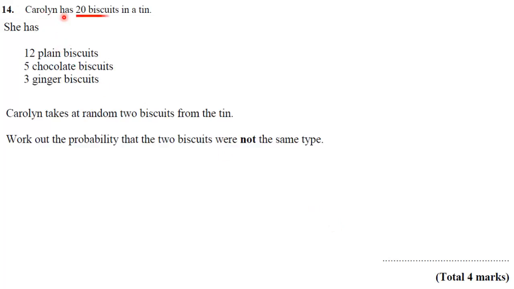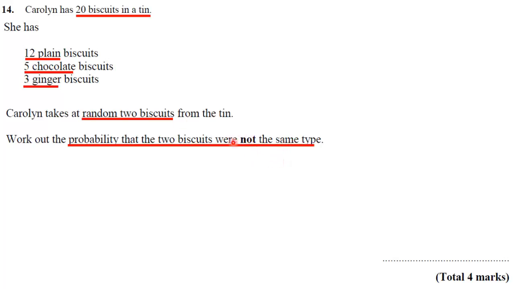This question says, Caroline has 20 biscuits in a tin. She has 12 plain biscuits, 5 chocolate biscuits, and 3 ginger biscuits. Caroline takes at random 2 biscuits from the tin. Work out the probability that the 2 biscuits were not the same type.